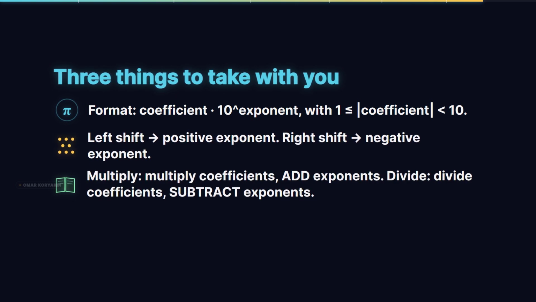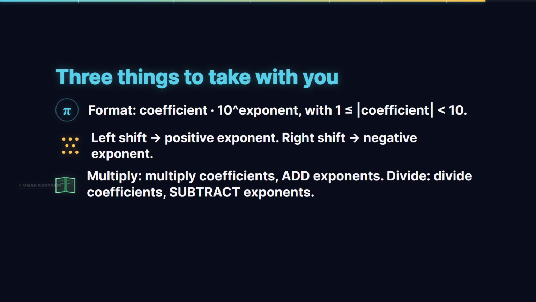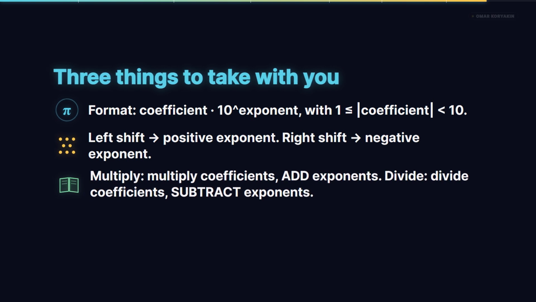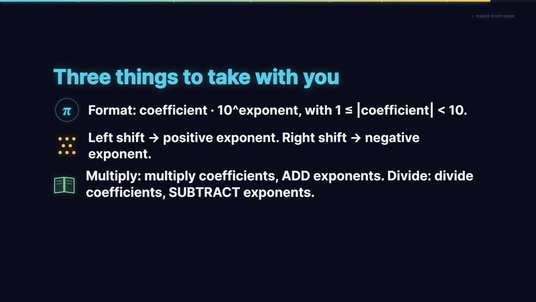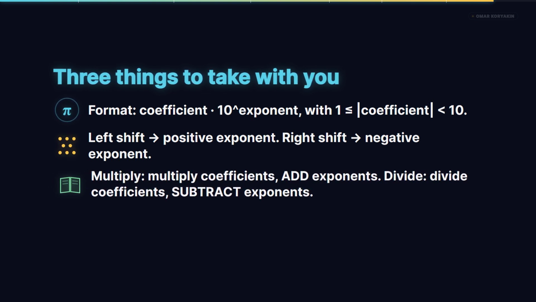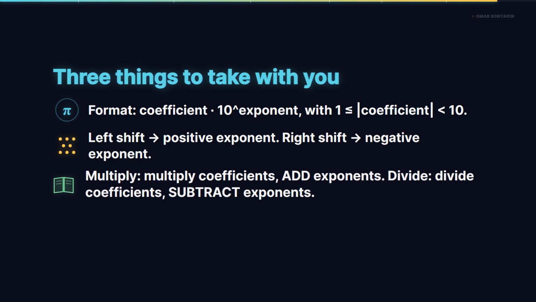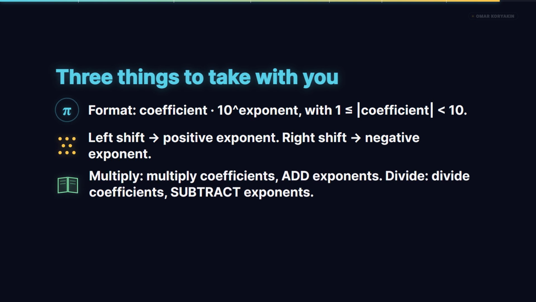Third, to multiply two numbers in scientific notation, multiply the coefficients normally and add the exponents on the powers of 10. To divide, divide the coefficients and subtract the exponents. Both rules come directly from the product and quotient rules in the previous two lessons, which is why those lessons came first. Once you internalize the format and the two arithmetic moves, multiplying and dividing astronomically large or microscopically small numbers becomes as easy as multiplying single-digit numbers.